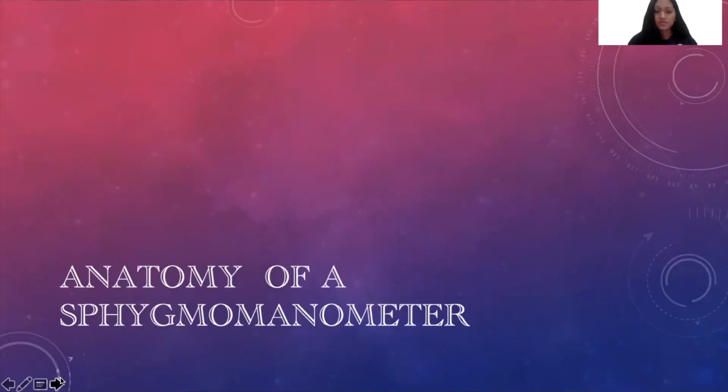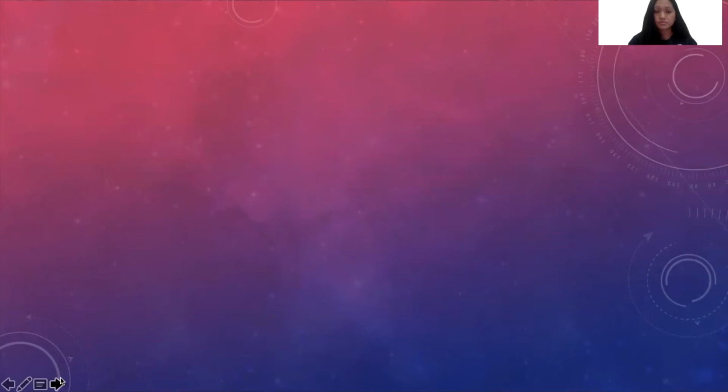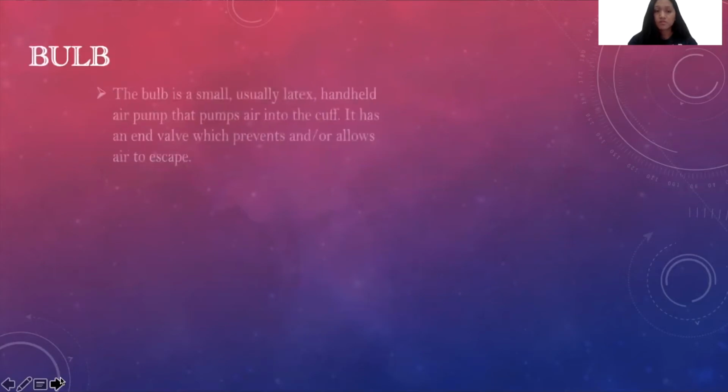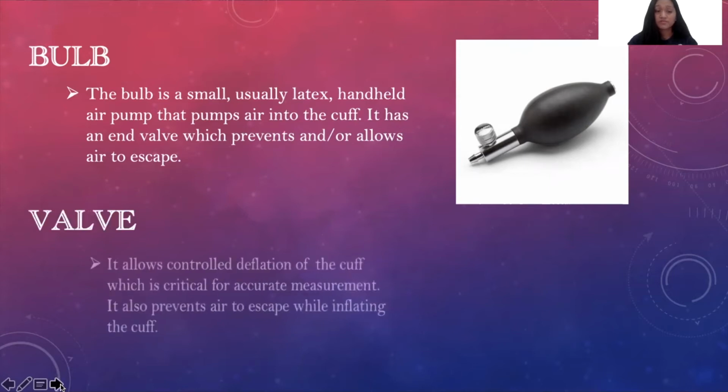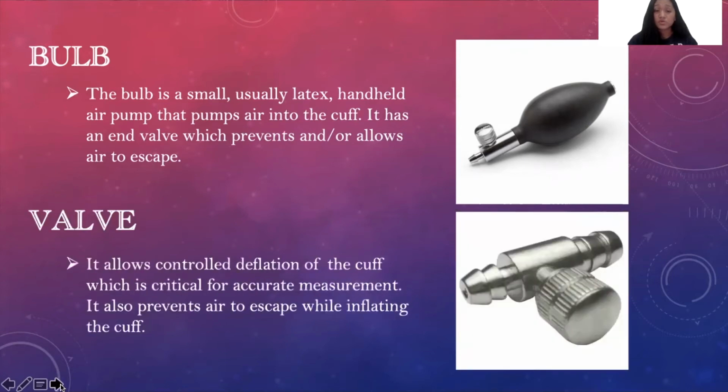The anatomy of the sphygmomanometer. First, we have the bulb. It is a small, usually latex, handheld air pump that pumps air into the cuff. It has an end valve which prevents and/or allows air to escape. Next, we have the valve, which allows controlled deflation of the cuff, which is critical for accurate measurement. It also prevents air from escaping while inflating the cuff.